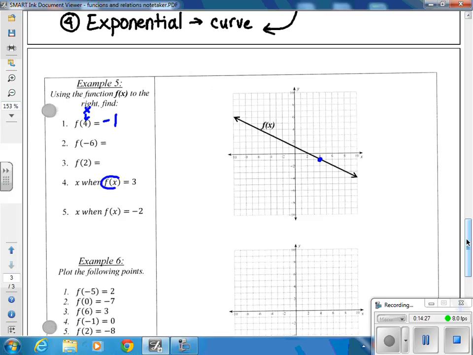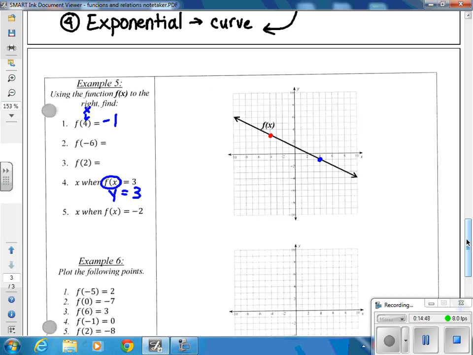Remember, f of x is really the same thing as the letter y. So they're asking you, find out what x is when y equals 3. So you do the same thing. You go to your graph, and this time you use the y-axis, and you go to positive 3, and you'll have to go over to the line and put a dot, and you're going to figure out what x value has that y value of 3.